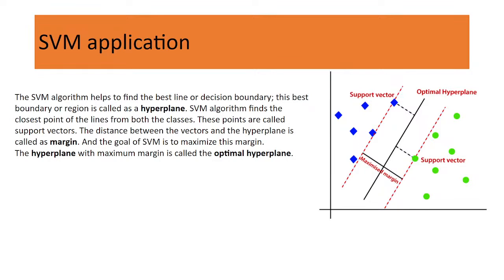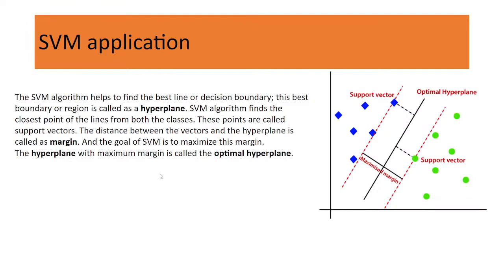And there are a lot of applications. The support vector machine helps to find the best line or decision boundary. The best boundary region is called the hyperplane. The support vector machine algorithm finds the closest points to the line from both classes. These points are called the support vectors, and the distance between the vector and the hyperplane is called the margin. The goal of the support vector machine is to maximize the margin. The hyperplane with the maximum margin is called the optimal hyperplane.